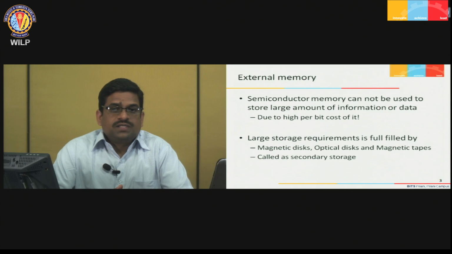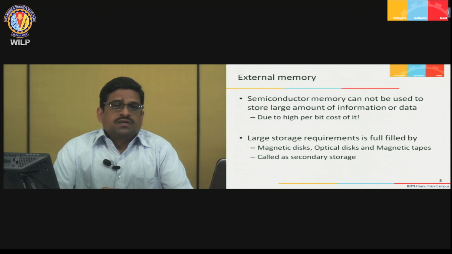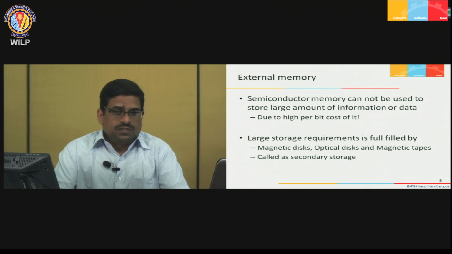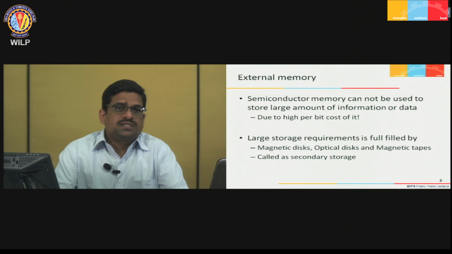So, the large storage requirements are fulfilled by lower cost memory, that is the magnetic disk or optical disk or magnetic tapes. In optical disk we have CD, DVD and all, and this type of memory is also called secondary storage. So, it is data which is accessed less frequently by the processor.